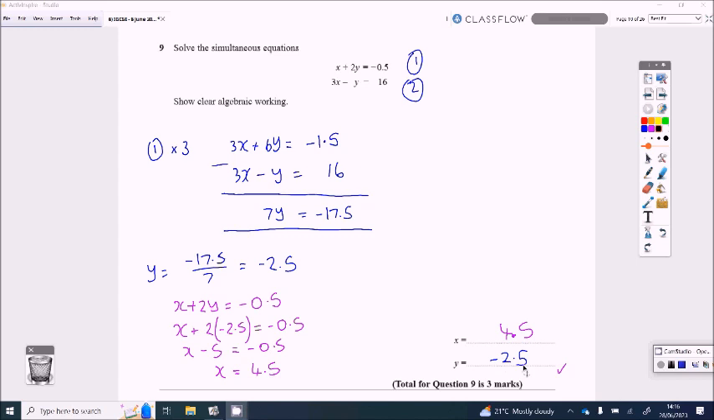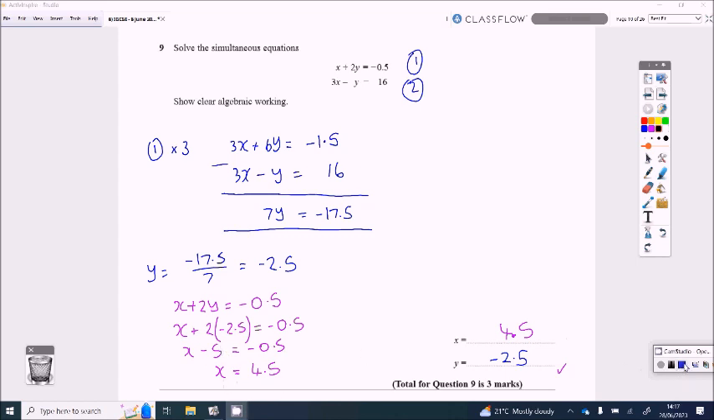Now I need to go and work out what x is. So I take my known y value and I substitute it back into either of the two original equations. It doesn't matter which one. I've decided to substitute it into equation 1. So here's my equation 1 again. I'm replacing the y with minus 2.5 here. Now 2 lots of minus 2.5 is minus 5. Add 5 to both sides, I get x being 4.5.